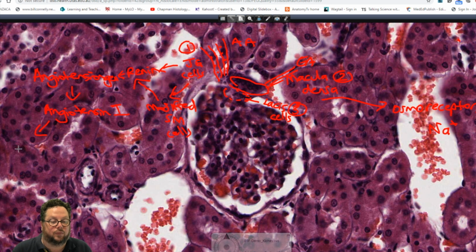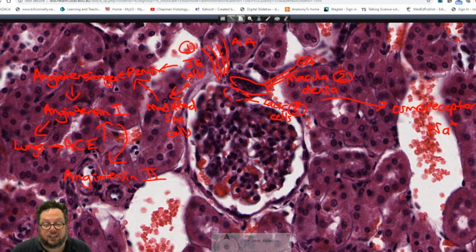Angiotensin 1 then goes to the lungs, and the lungs actually have something called angiotensin converting enzyme, or ACE. And ACE converts angiotensin 1 into angiotensin 2. Now, angiotensin 2 is what brings about all the effects.